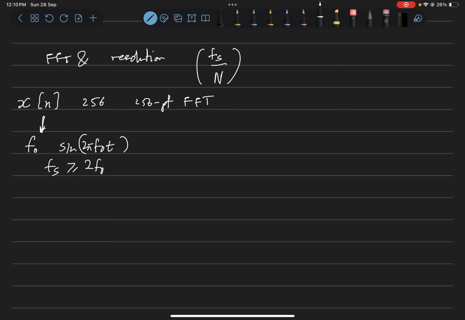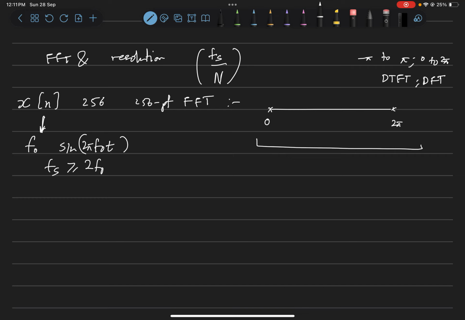So what happens is, for the FFT you have 0 to 2 pi frequency, because the digital frequency varies from minus pi to pi, or 0 to 2 pi for that matter, because the discrete time Fourier transform is 2 pi periodic, and the discrete Fourier transform is nothing but samples of the DTFT. So that is why the digital frequency varies from 0 to 2 pi.